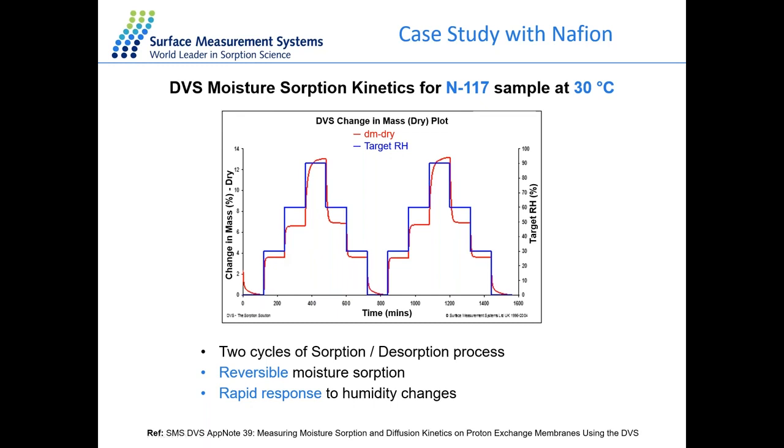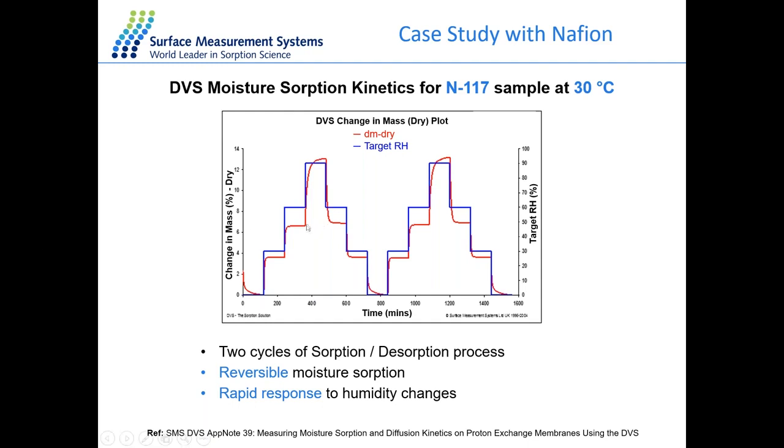And the total water uptake for this sample is quite high. It's more than 10% change in the mass at 90% RH, which means the water molecules are not only on the surface, but also go into the bulk structure of these membrane samples. And the second cycle is exactly the same as the first cycle, with the same uptake as well as the same kinetics, which means the water sorption and desorption is a completely reversible process.